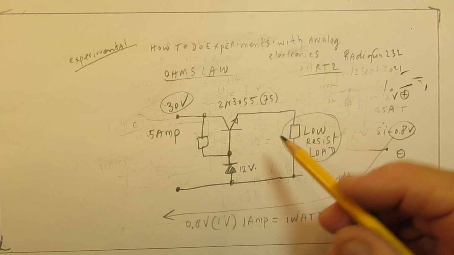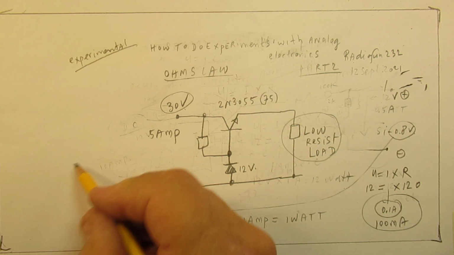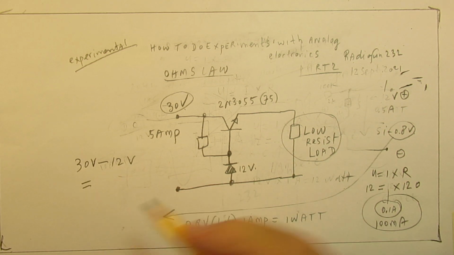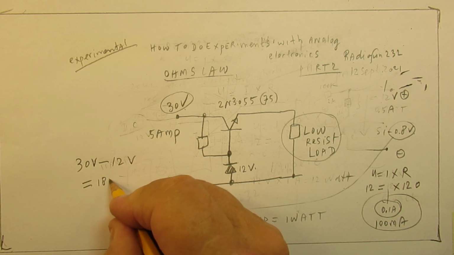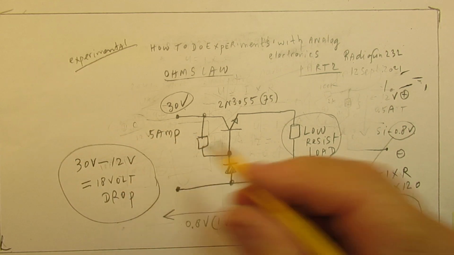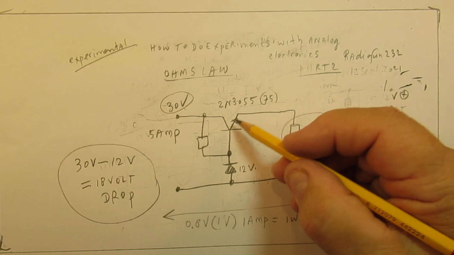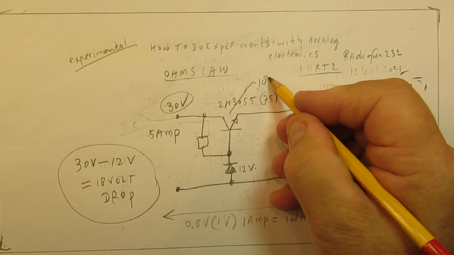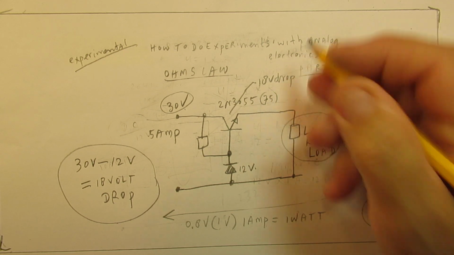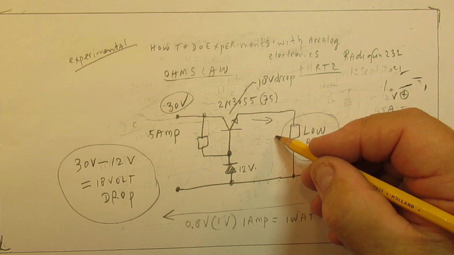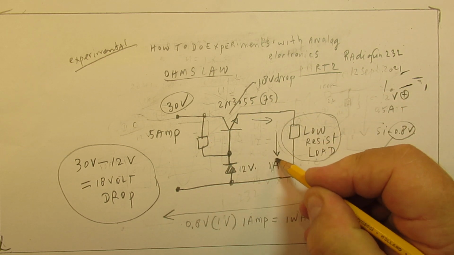That means that we have here, at this low resistance load, a voltage drop between 30 volts minus 12 volts, 18 volts drop. So here, between these two electrodes of the transistor, the collector and emitter, we have an 18 volts drop. And say the load makes that we have here a current of 1 ampere.